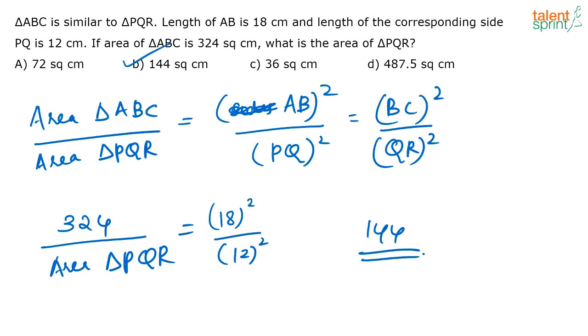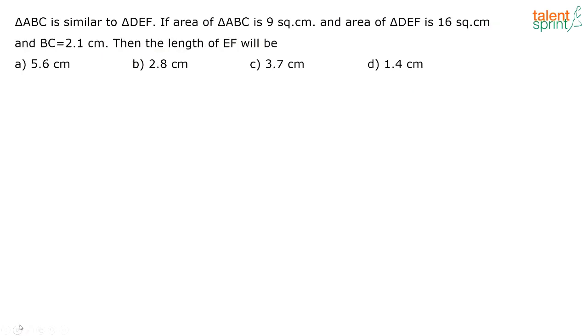144. Good. Because 18 squared, 324, will get cancelled, directly you get 12 squared. Okay. Let's move on to the next question. Good. Next question is there on your screen. Again, it's on similar triangles. Again, the same property that we used, but the question looks a bit different, that's all.